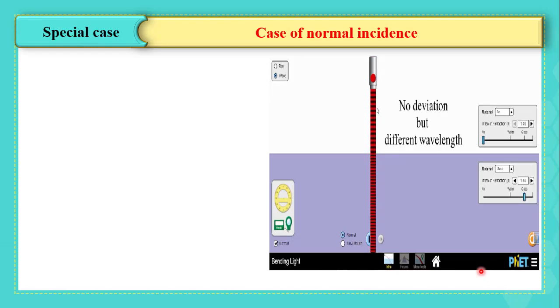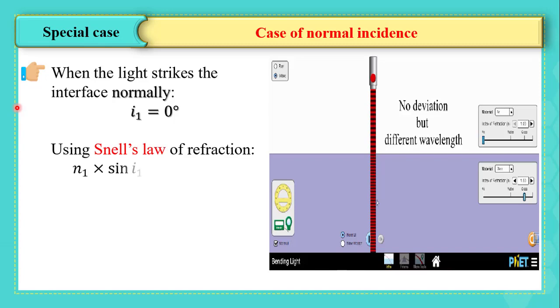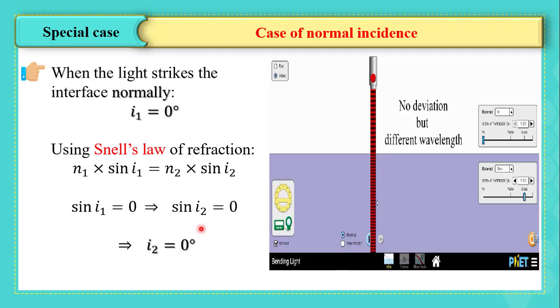If we observe the wave instead of the ray, we can notice the change in the wavelength due to the change of speed upon passing into another medium. To verify this result by calculation, if I1 is equal to 0, then sine I1 is equal to 0, and N2 could not be equal to 0, then sine I2 is equal to 0, which gives us that I2, which is the angle of refraction, is equal to 0 degree.